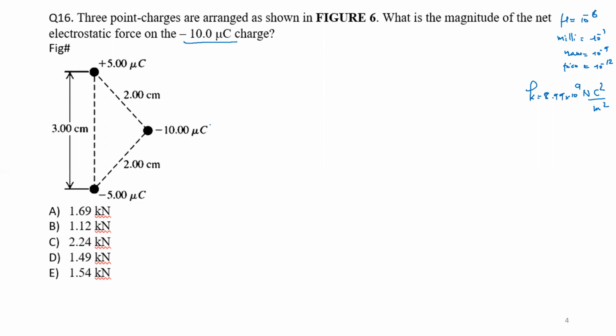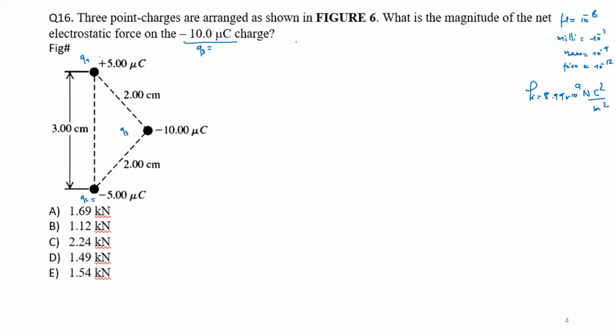Now let's solve our problem here. So I have three point charges. This first charge, let me call it Q1, is positive 5 microcoulomb. Here I have Q2, which is equal to minus 5 microcoulomb. And here I have Q3, which is equal to minus 10 microcoulomb. Now the question is, what is the magnitude of the net electrostatic force acting on Q3?